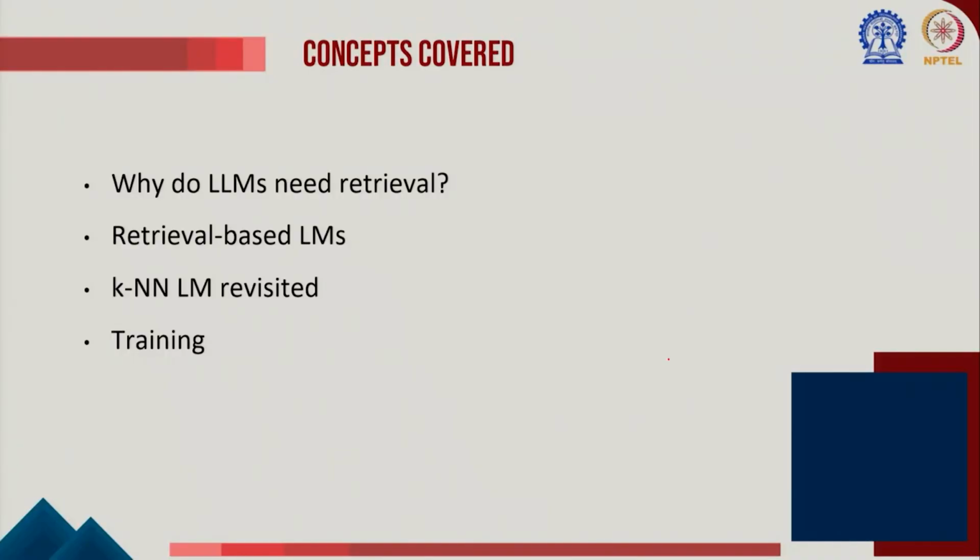So what will we cover today? First of all, why is there a need for retrieval in LLMs? We will talk about the motivation for why RAG is actually needed. We will talk about some particular models that use retrieval while doing next token prediction or generation. We will revisit the KNN language model that we talked about in the last lecture, in this particular context, and see how the KNN LM connects to the RAG formalism. And we will spend some time on the training details, how it is trained.